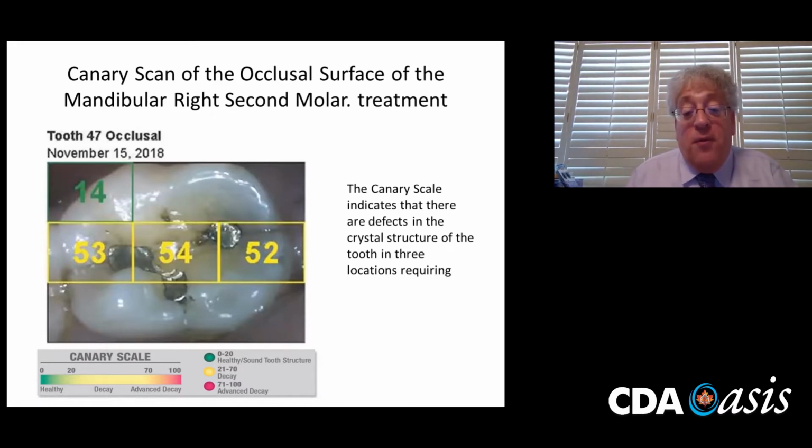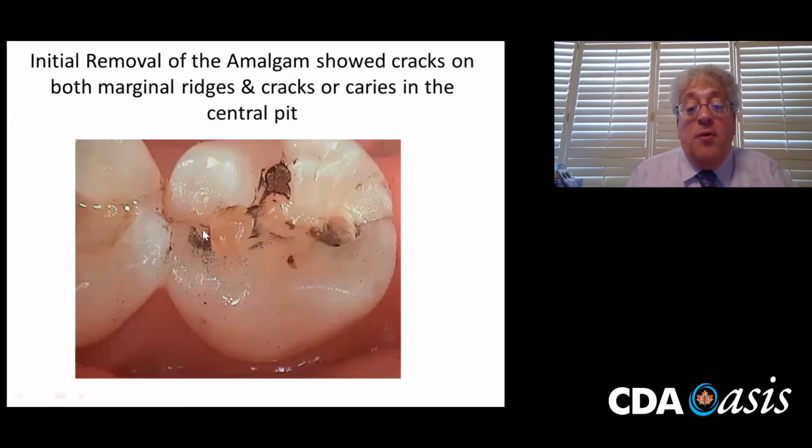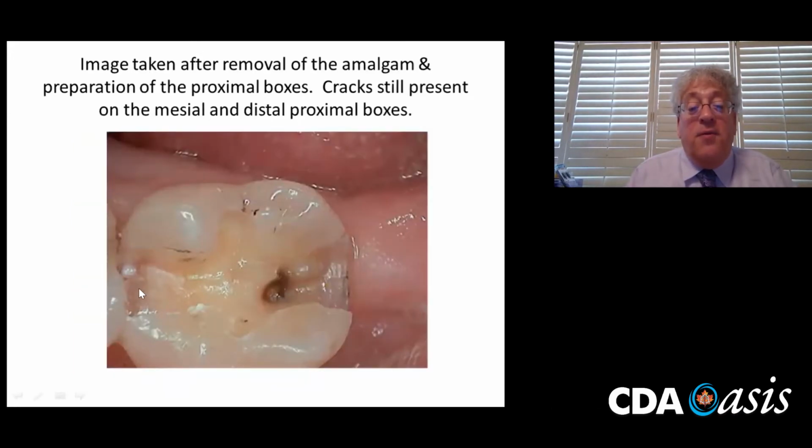And with the patient frozen, she'd seen the Canary numbers and understands that these are areas of concern with this tooth. We went ahead and removed first the central part, and you can see there's the beginnings of something. There's the distal wall, which was where our 54 was. There's the mesial wall. And then we went a little bit further, and there it is finished.